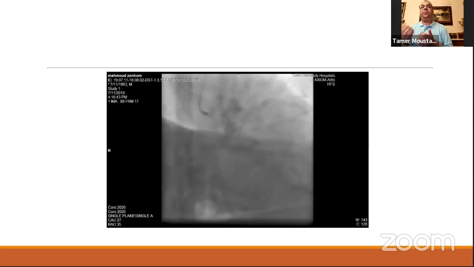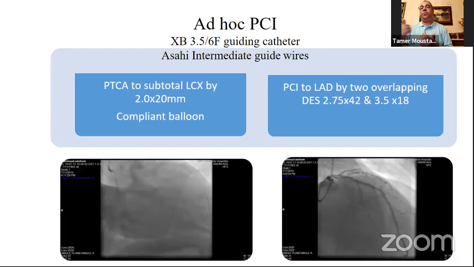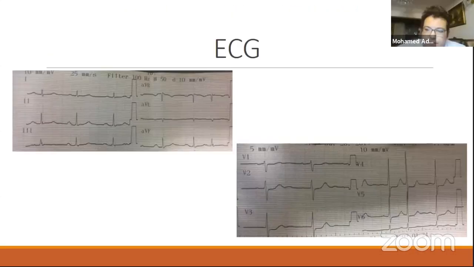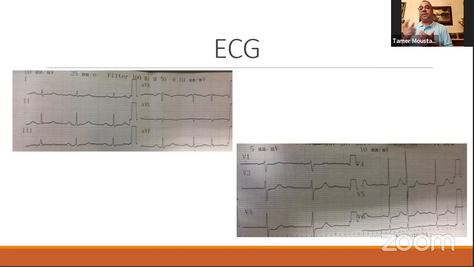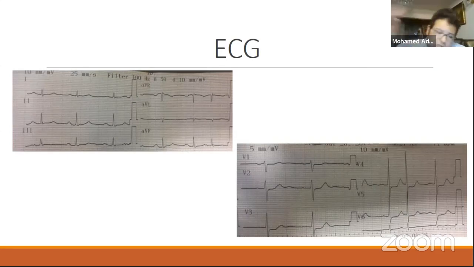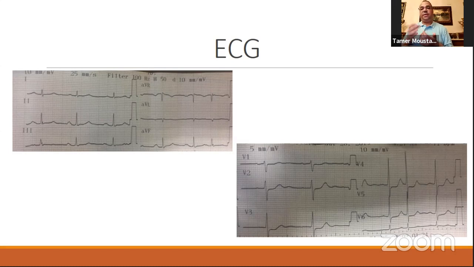Mohammed, if I go back to the ECG, we have ST segment depression from V2 to V6, I think. Yes. So the predictor here is that the LAD is the culprit, not the left circumflex. So it is reasonable to go also for stenting the LAD and to do complete revascularization. Yes, that's what I did.